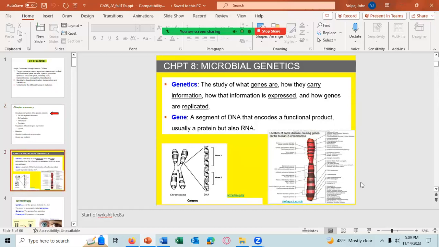All right. Genetics is the study of what genes are, how they carry information, how that information is expressed, and how genes are replicated. A gene is a segment of DNA that encodes a functional product. That product is usually a protein, but it can also be RNA. Like all of the tRNA genes, all they do is code an RNA, a tRNA.